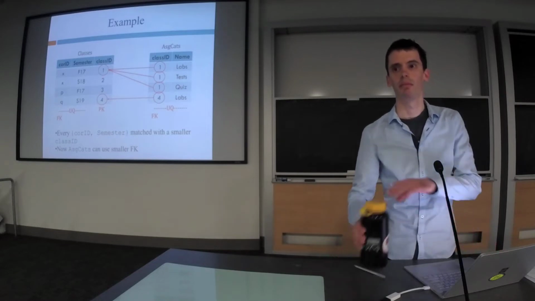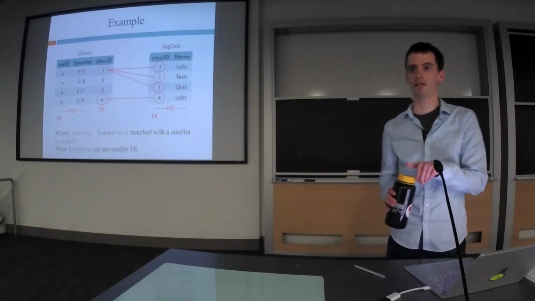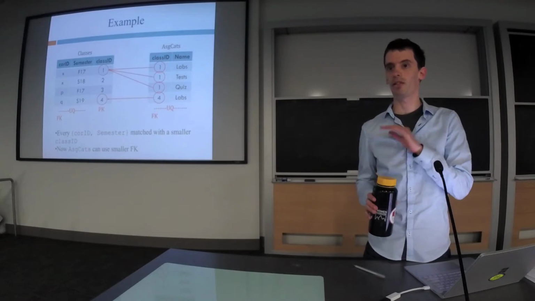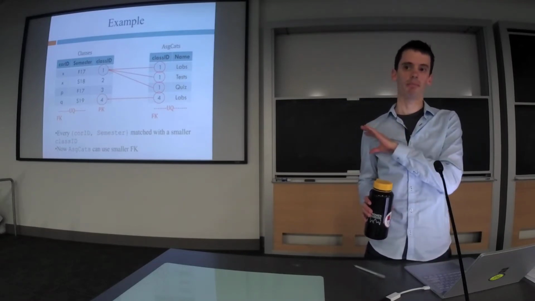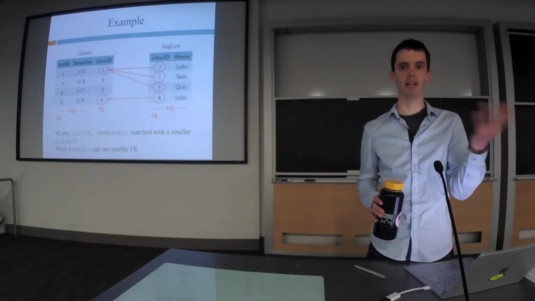Yep. Is this just when you're translating the tables, or is there a way? Right. This is just for translating the tables. In the ER diagram, you don't show it this way. You just show it's a weak entity set with a partial key.